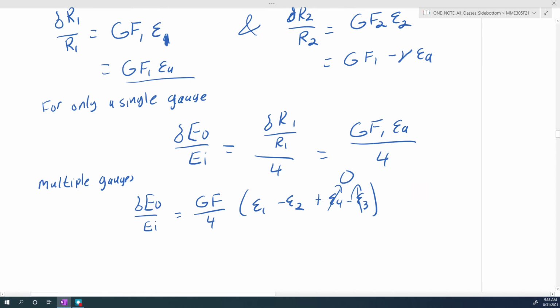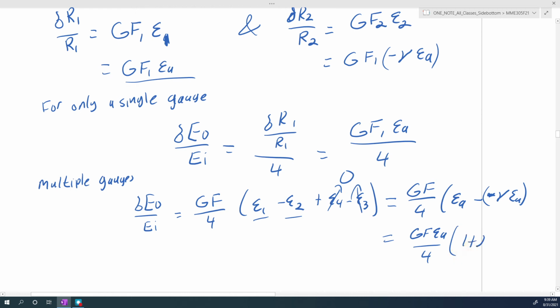If we plug in the values of E1 and E2 here, we would get the gauge factor over 4 times EA minus the Poisson's ratio times epsilon A. We can simplify this further. We can take out epsilon A over 4 and the gauge factor, and we just have a 1 plus the Poisson's ratio.